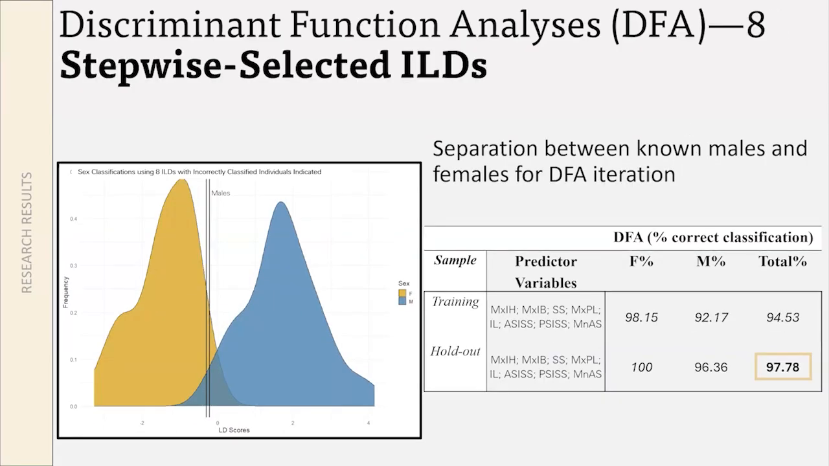A second DFA model was produced using 8 stepwise selected ILD variables. All the variables used in this model additionally demonstrated high intra-observer reliability. The density plot here again shows the separation between the scores for females, again in yellow, and males in blue. 2 males were misclassified as females and are indicated by the solid lines. The total correct classification for the holdout subset, which functions as the validation method, again resulted in approximately a 97% accuracy.